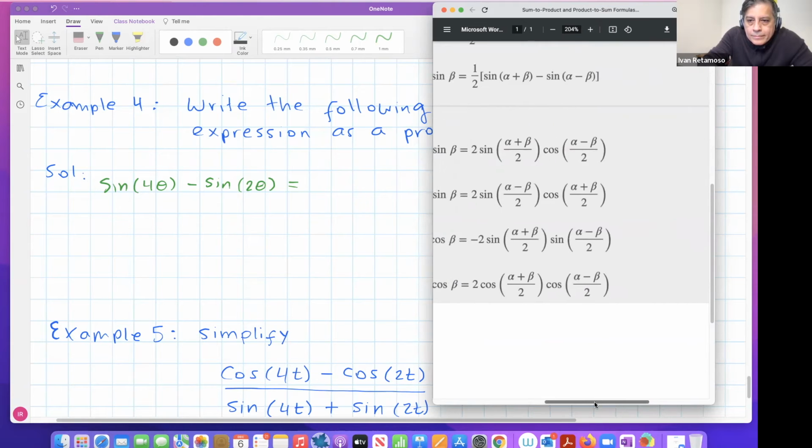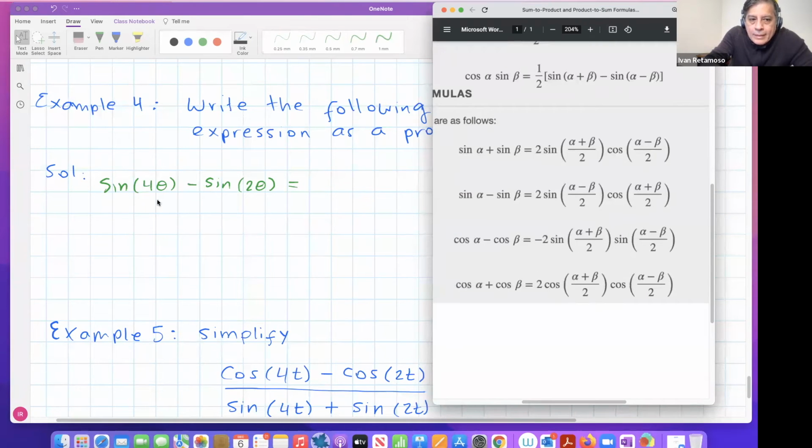So here clearly sine first minus sine again is this, right? Sine of alpha minus sine of beta. This is the form that I need to deal with, right? So the second formula: it's twice sine of alpha minus beta over 2 times cosine of alpha plus beta over 2, right? So let's do that.